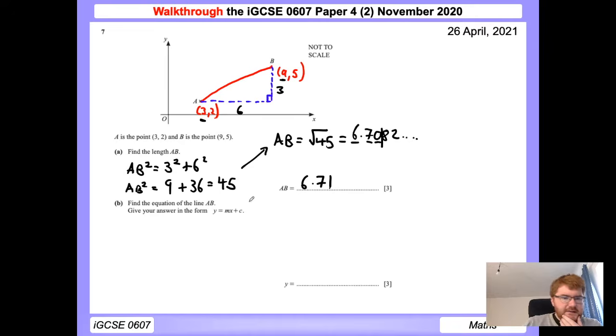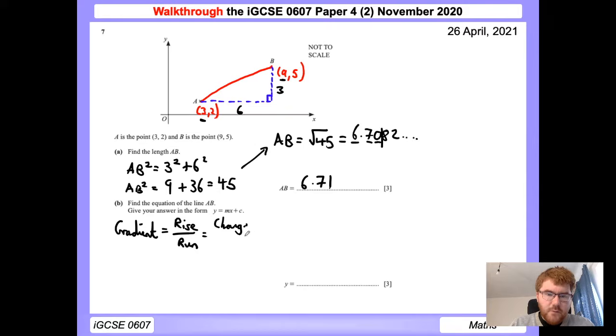Next question, we need to find the equation of the line AB. Give your answer in the form y equals mx plus c. Now the good thing about doing the method that I've done here is that we've worked out some of the information that we need. Remember, the gradient is equal to rise over run. Depending on your teacher, they teach you different things, or the change in y over the change in x, or that formula y2 minus y1 over x2 minus x1.